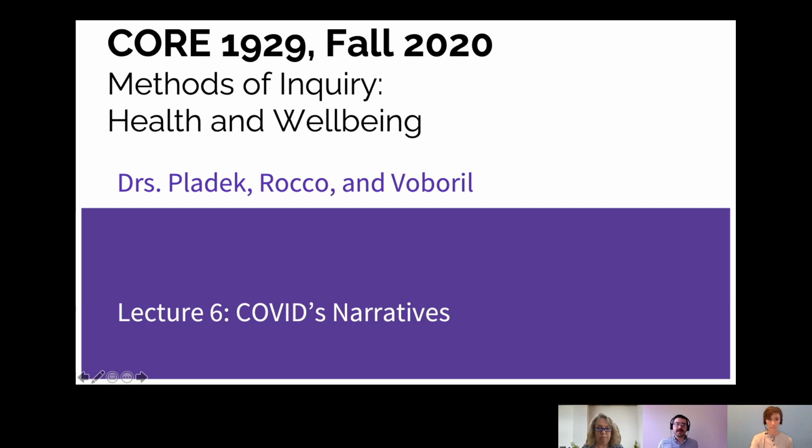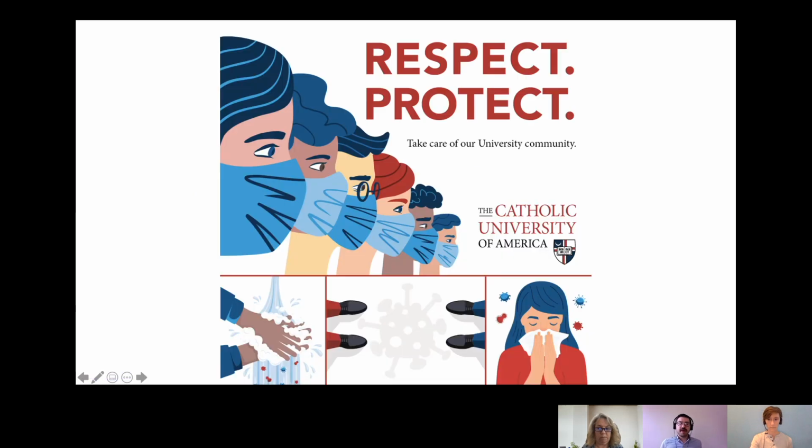This comes to us from Catholic University of America. As you can see, the poster says, "Respect, protect, take care of our university community." We've got some pictures of students wearing their masks. In the left-hand bottom corner, we've got someone washing their hands with lots of soap and water. We've got people standing apart from one another, social distancing. And we've got a woman covering her nose and mouth when she is sneezing or coughing. And we've got some little COVID-19 images there.